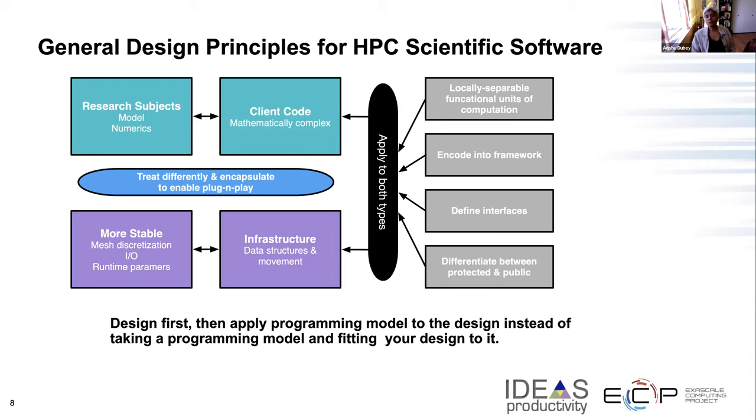The things that apply to both types of code are, of course, that they should be in logically separable functional units of computation. They should be encoded in a framework. They should have well-defined interfaces, and they should differentiate between public and protected code. These are the general software design principles that apply to all kinds of software, not just scientific software.